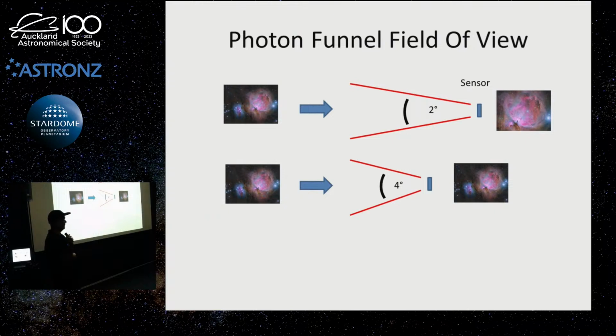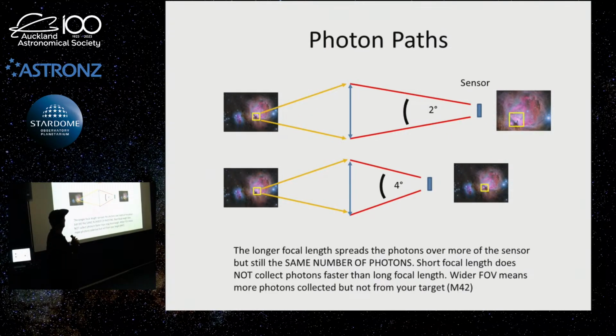People say that a short focal length is faster, but it's not, because it's not changing the aperture and it's not changing the rate that you're collecting photons. All it's doing is focusing the photons that you get onto a smaller area of the sensor, which makes it appear to be brighter, but it's not changing the signal to noise ratio because you're not changing the number of photons that you're collecting. So if you're collecting a little tiny area of the Orion Nebula, then the signal to noise ratio is the same because you're collecting the same number of photons from that area.